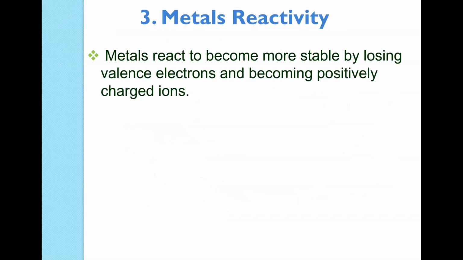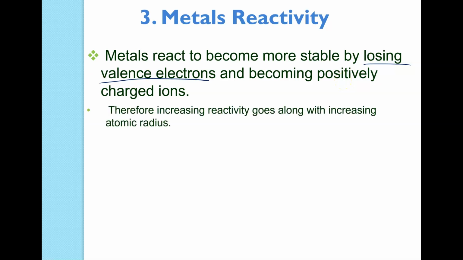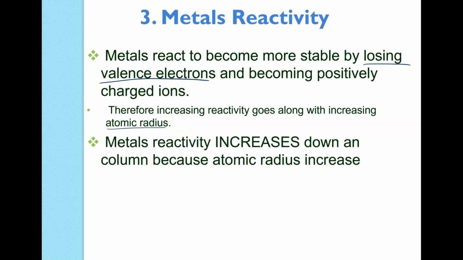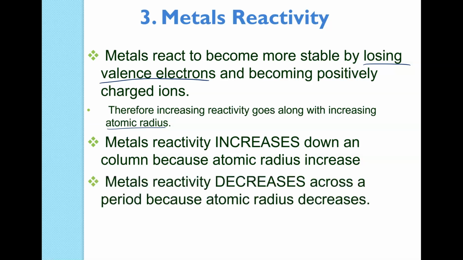Okay, reactivity. Metals become more stable by losing valence electrons and becoming positively charged ions. Increasing reactivity goes along with increasing atomic radius because it's easier to lose an electron that's further away from the nucleus. It's not held as tightly. So metal reactivity increases down a column because of atomic radius increase, and it decreases across a period because the atomic radius decreases. It's harder to lose those electrons when they are closer to the nucleus.